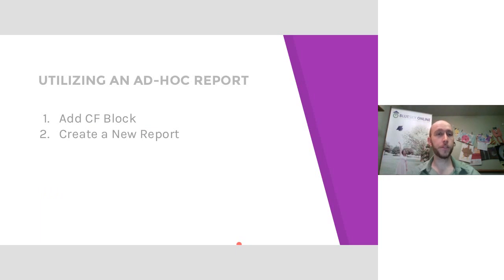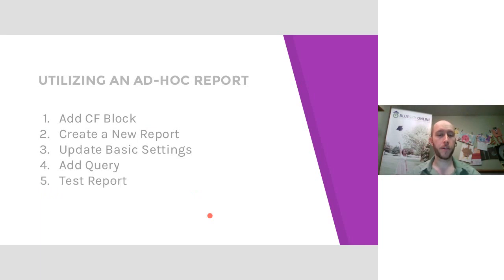And you need to actually create a new report, title it, and then update basic settings, like do you want it to be a global report? Are there some kind of basic restrictions you could add? Add a query from the ad hoc reports page or another one that somebody at your institution has authored or created, and then test the report.